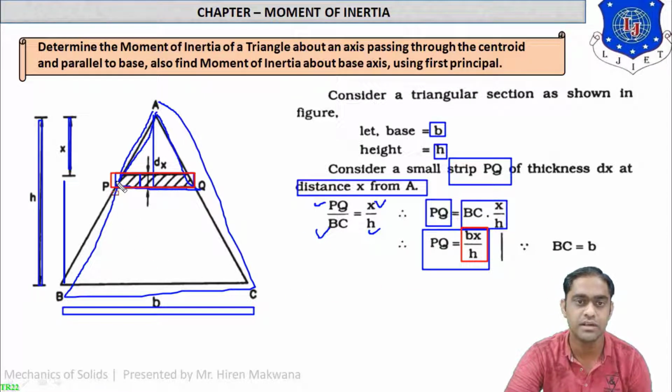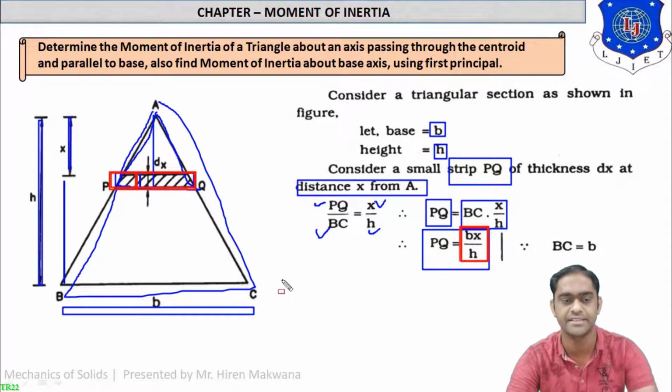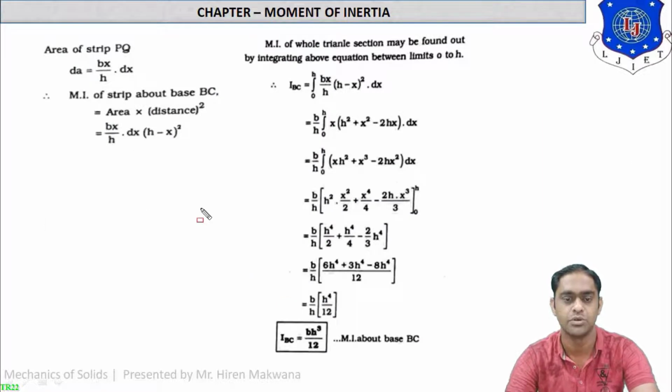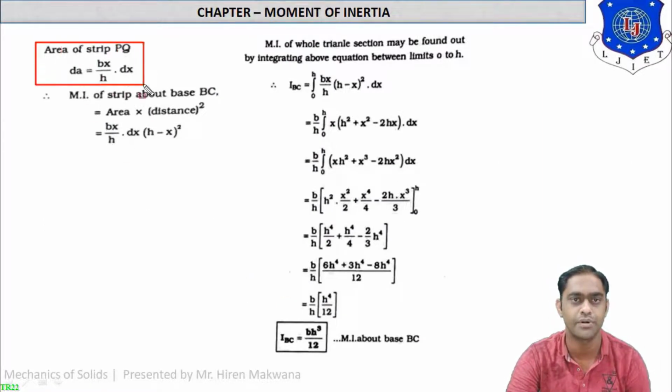Now what is the requirement? The requirement is to find the area of this strip. So the area of this strip is equal to this width, bx by h, and the height of the strip, which is equal to dx. So the area of the strip dA is equal to the width bx by h times the height dx. Now the area of the strip is finalized.